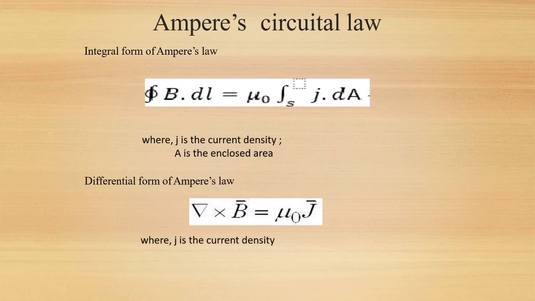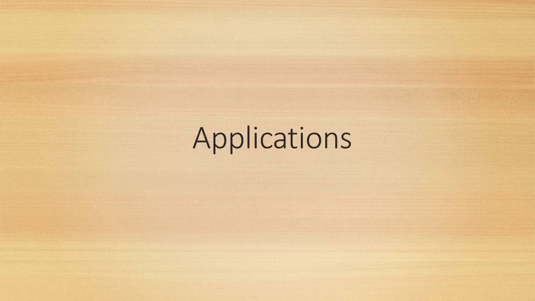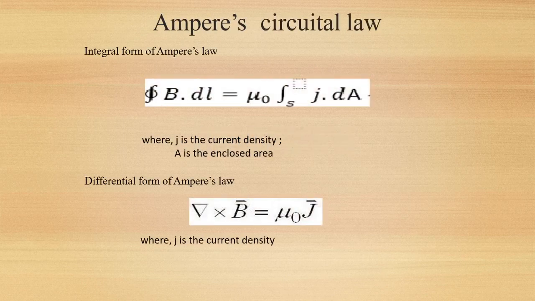The integral form of Ampere's law is closed integral B dl is mu naught integral over S of J dA, where J is the current density and A is the enclosed area. The differential form of Ampere's law is that curl of B is equal to mu naught J, where J is the current density. So curl of H is equal to J. That is Maxwell's third equation.